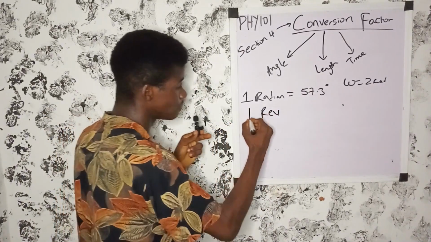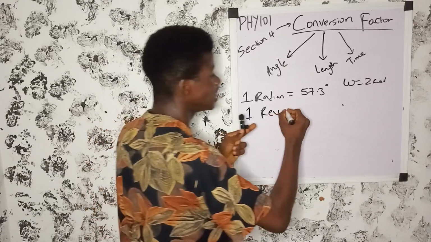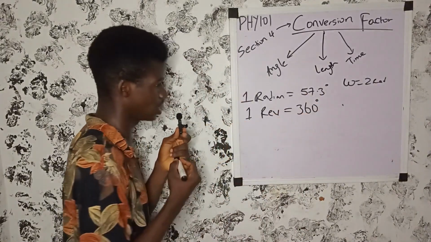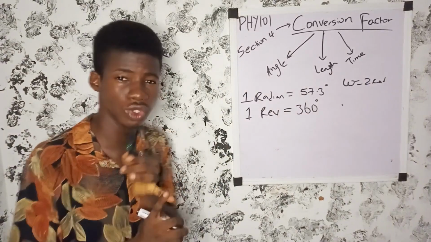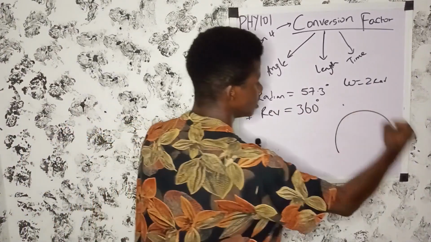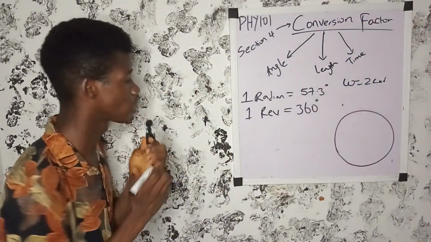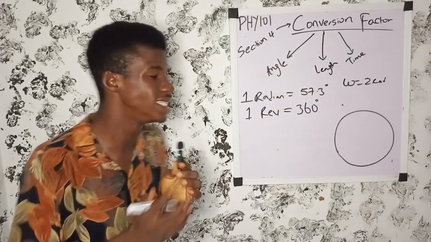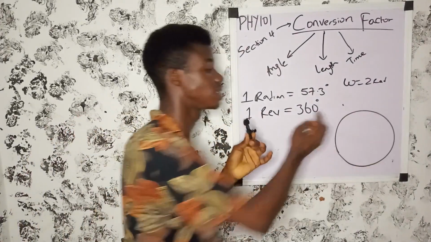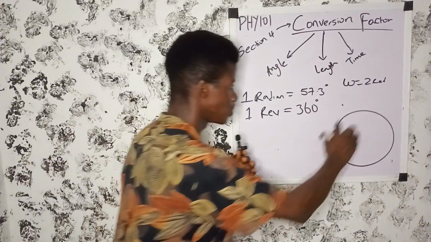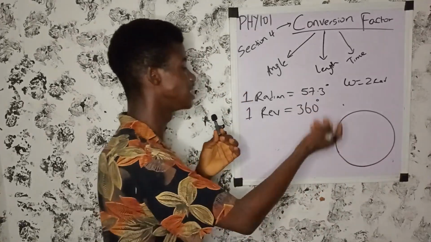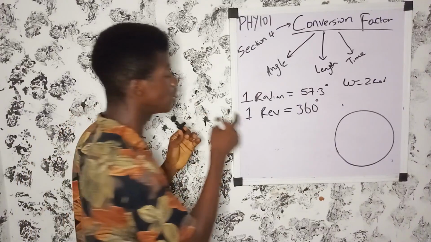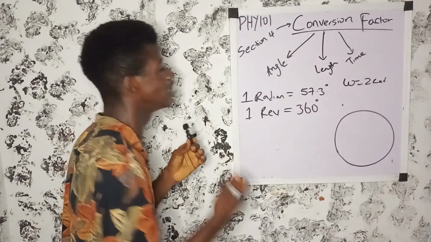Okay, one revolution, please take note, is equal to 360 degrees. Yes, one revolution like this, a complete cycle. One revolution is equal to 360 degrees. A complete cycle is what? It is 360 degrees. And 360 degrees is also the same thing as what? One revolution. Okay. One revolution is equal to 360 degrees.